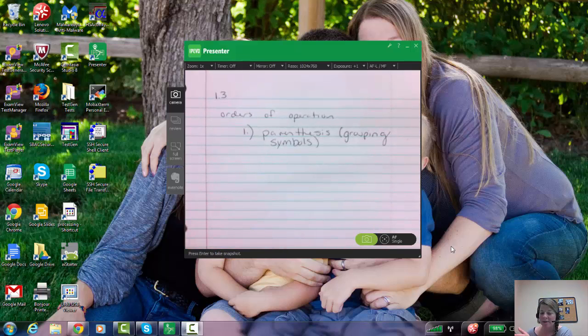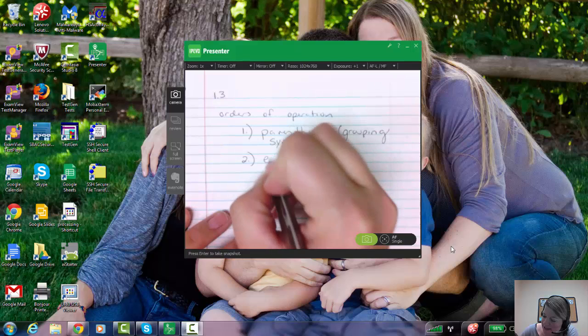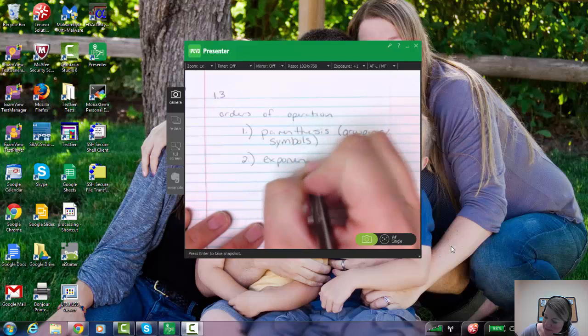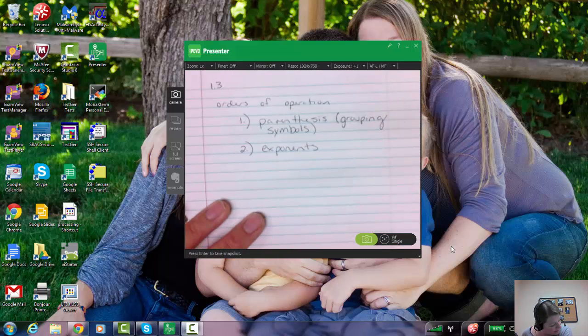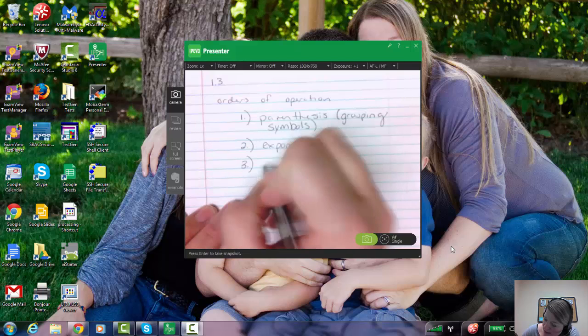Parentheses, including grouping symbols, square roots, greater than, absolute value, and exponents. The next thing you're going to do is exponents. Be careful of your negatives and your exponents. And then the next thing we're going to want to do is multiply and divide from left to right.